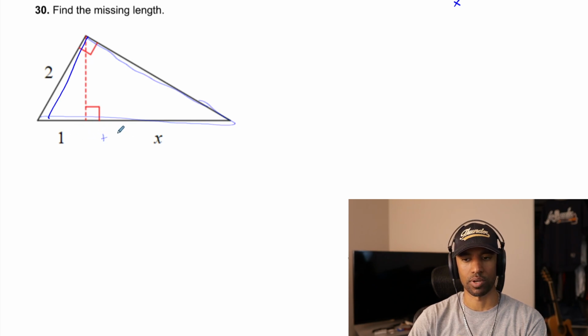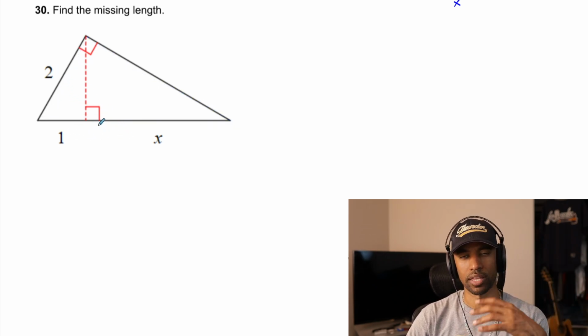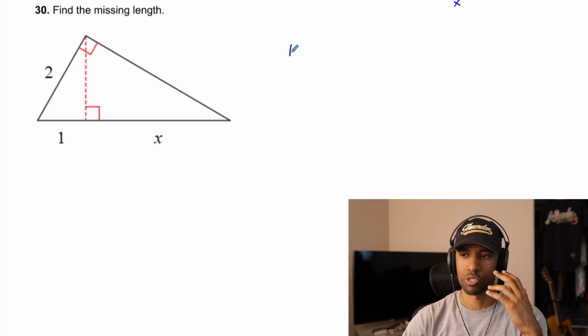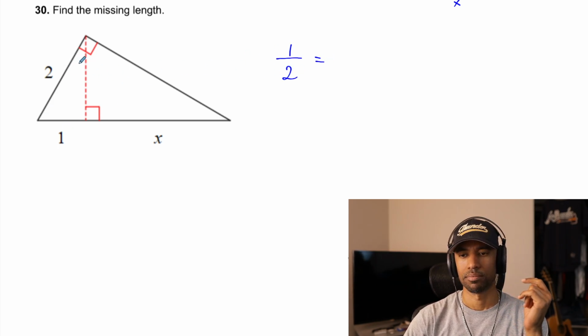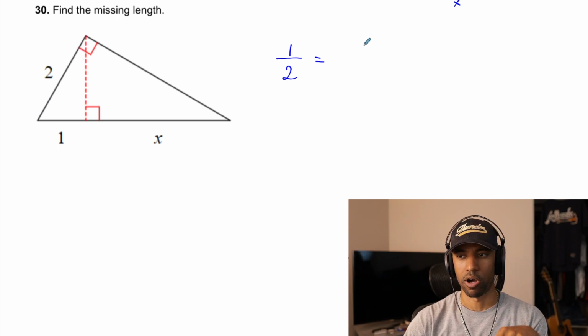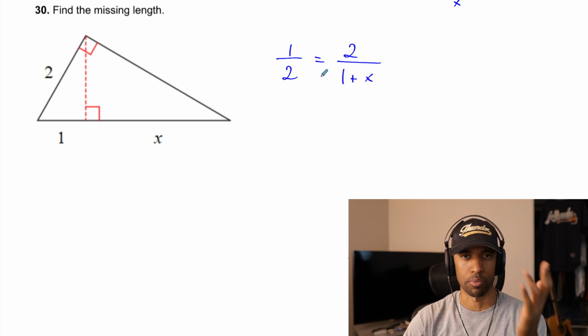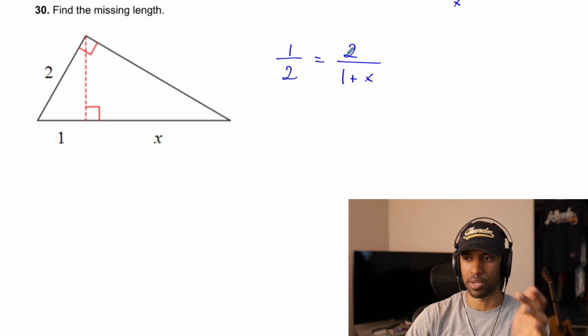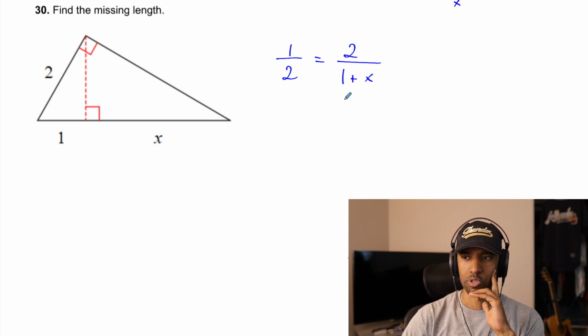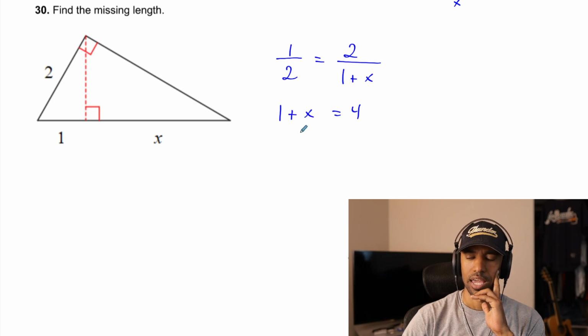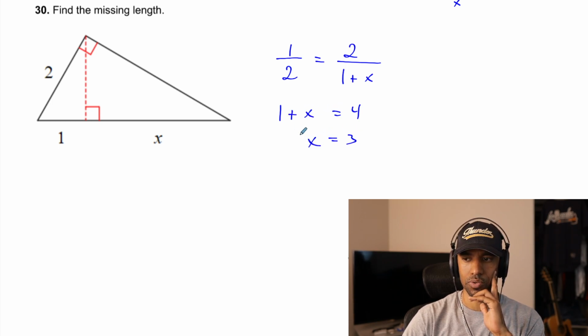1 plus x right there. So I want to do short leg to short leg of small to short leg of big equals hypotenuse of small to hypotenuse of big. Okay, there's a setup in that form. No Pythagorean theorem, no geometric mean, just straight to war. Cross multiply here, I get 4 equals 1 plus x times 1 is still 1 plus x. And subtract 1, you do get x equals 3.